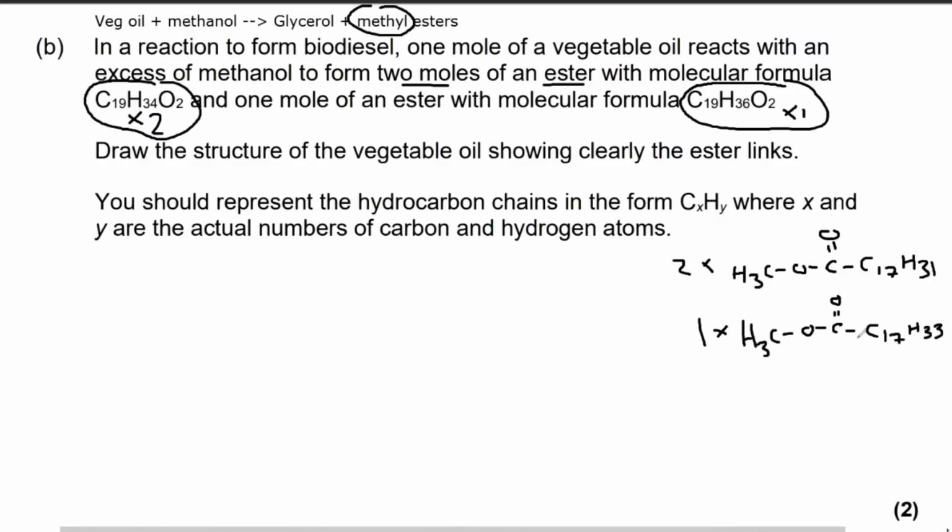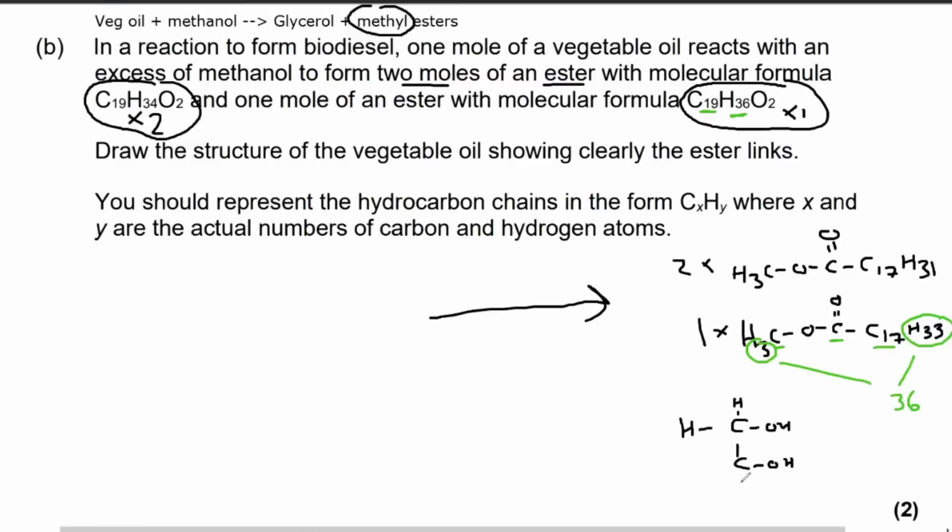Okay, so why have I got 2 times methyl group, ester link, then C17H31? Because we were told there were 2 with H34 and O2. Now the methyl group reduces those hydrogens. So as you can see there, these two together equal 36, the H3 and the 33 from the hydrocarbon chain. So we've worked out our 3 esters. Why did we do that? That wasn't what the question was asking. Well, we're just starting at this basis.